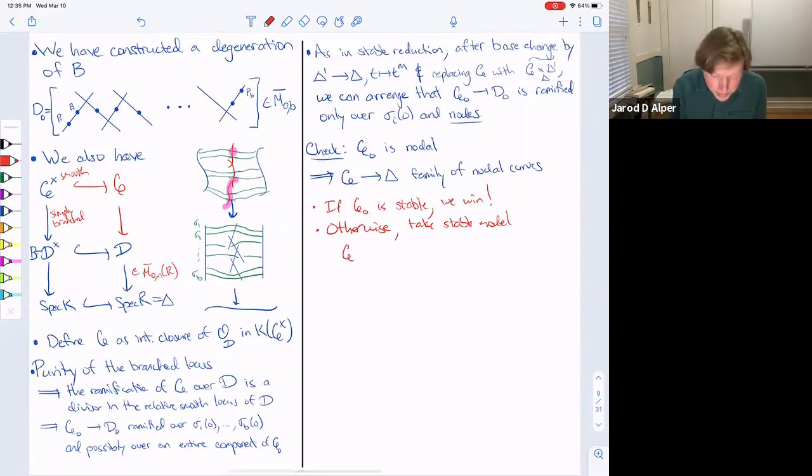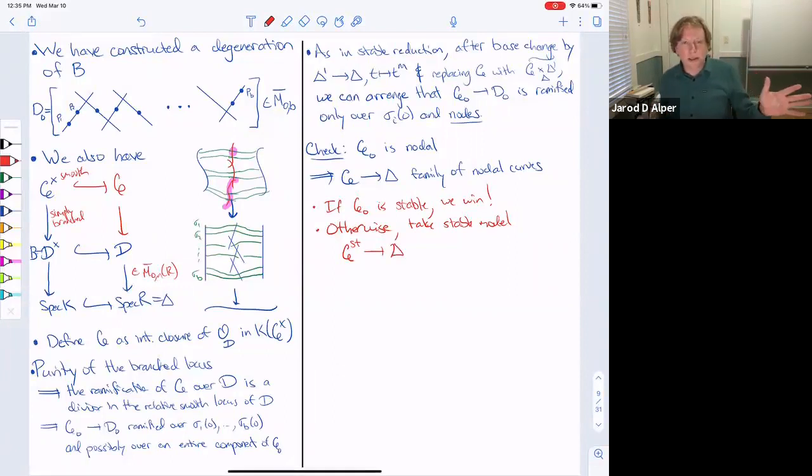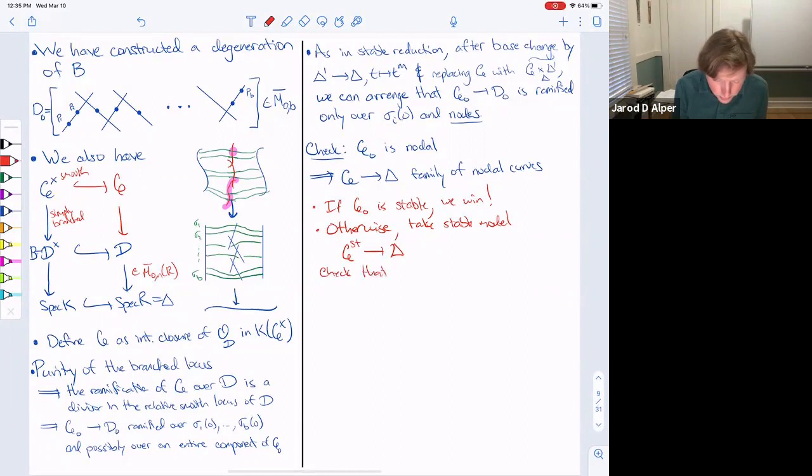Because we want a degeneration to a stable singular curve. You could always degenerate to some non-stable singular curve, but we want a stable one. So we take the stable model just by contracting all the rational tails and rational bridges, and we need to check that this central fiber is not smooth.